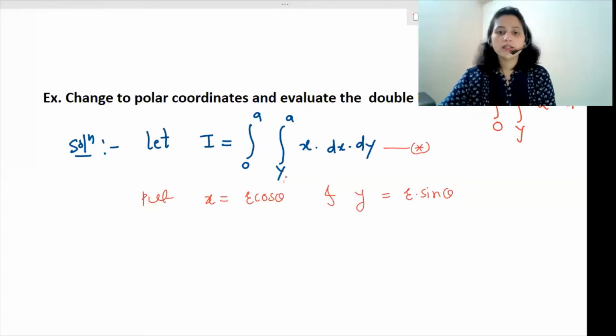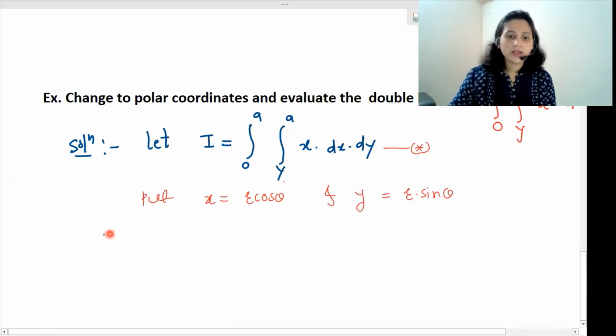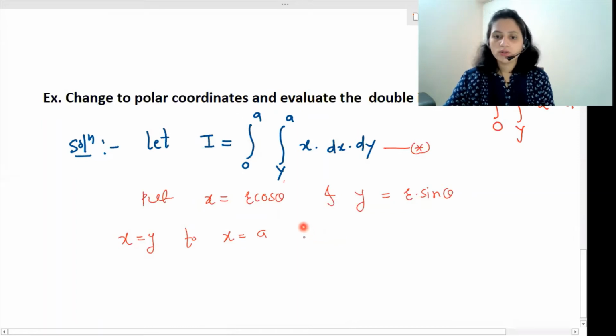Now let's see the limits of the inner integral. The limits of the inner integral are y to a. As this is in terms of y, these are the limits of x. So write down x equal to y to x equal to a. And these are the outer limits. Then the outer limits are of y, so y is equal to 0 to y is equal to a.